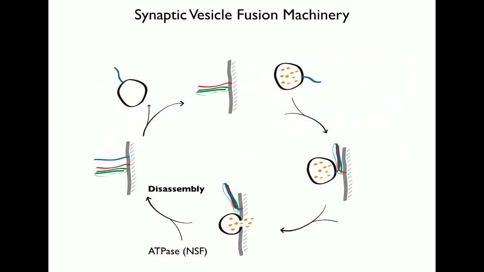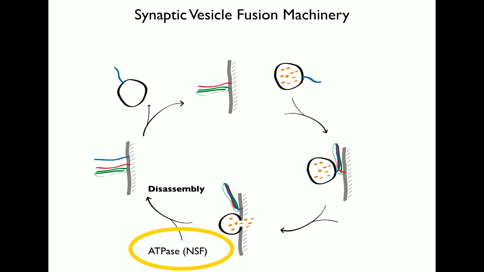So I talked about the assembly, and I talked about triggering. Let me say a few words about the disassembly itself, and I'll make this relatively brief because I'm running a little bit late. I mentioned already that after fusion has happened, these SNARE complexes are recycled in the neuron, and this happens many hundred times or more. And this ATPase is one of the highest energy consumers in the brain, it turns out.